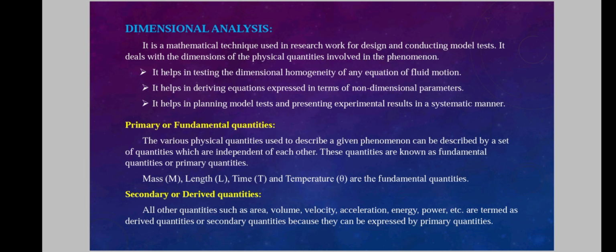So the primary are fundamental quantities and secondary are derivative quantities. These are the main two topics which will mostly be helpful in identifying the dimensional analysis. The various physical quantities used to describe a phenomenon can be described by a set of quantities which are independent of each other. These quantities are known as fundamental quantities. For example, mass, time, length, temperature are the fundamental quantities.